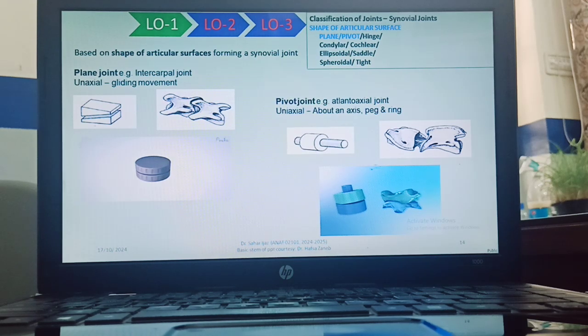The other kind can be where one axis is defined and around that axis the movement is happening. This is called a pivot joint. An example of this can be the atlantoaxial joint between the first cervical vertebra and the second cervical vertebra. A peg-like structure on the cranial end of the axis actually fits into the atlas, and the atlas rotates around it. This can be called movement around one axis, uniaxial movement, peg and ring kind of movement.